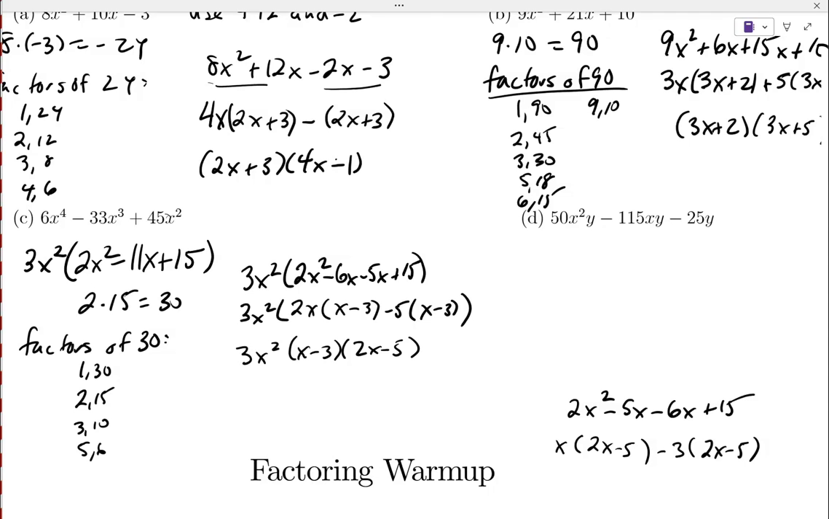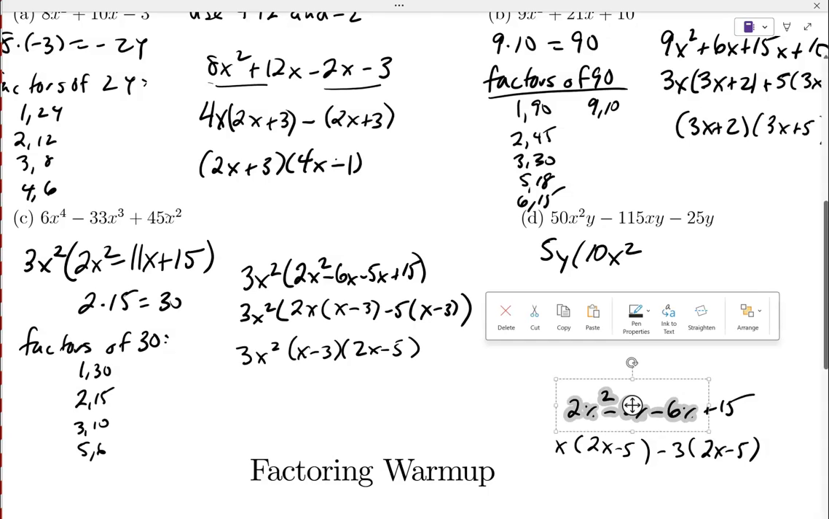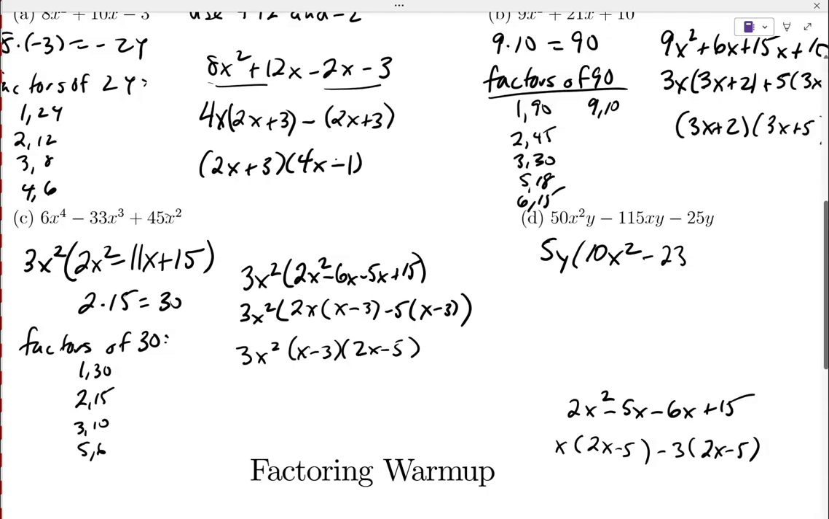This last one, do you see a GCF? 5y? Okay. Yep. Certainly 5 divides everything. And then we also have a y in every term. 5 goes into the 50 10 times. 5 goes into 115, what is that, 23 times? And 5 goes into 25 5 times. So we should get 10x squared minus 23x minus 5.